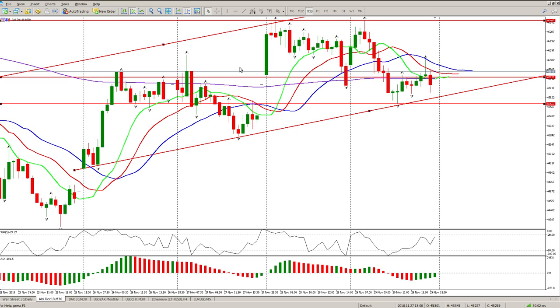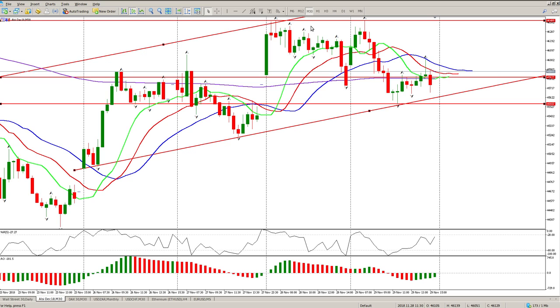So for me right now, I think it's pretty much indecisive, which basically means I stay out of this. If we do break below this fractal, that's going to break the trend line or the channel, and that may put me in a position where I'm looking for shorts.